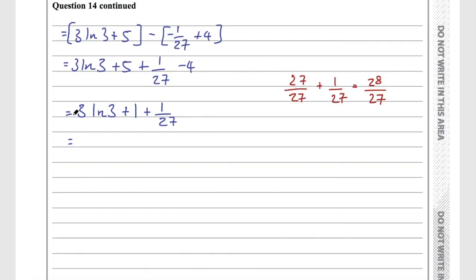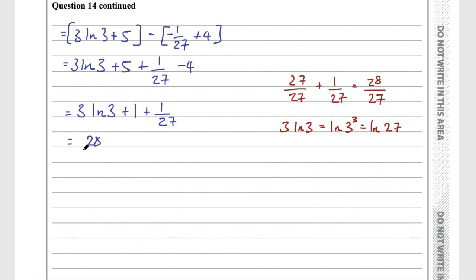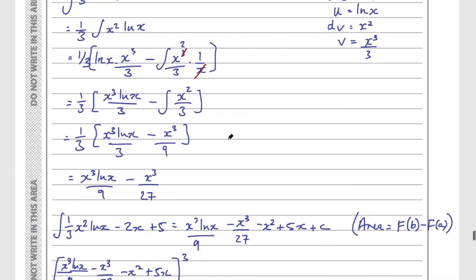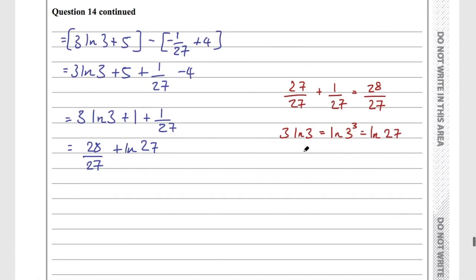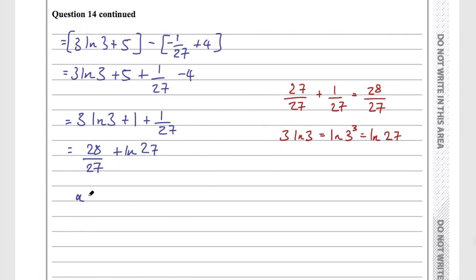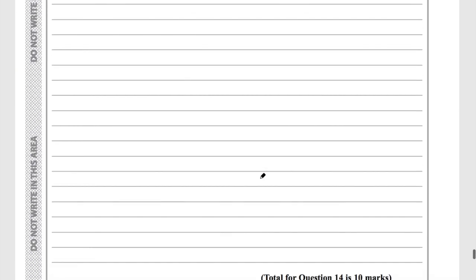And also we know that when we have a coefficient of a log, that can be raised to the power of the number inside the log. So we know that 3 log of 3 also equals log of 3 cubed, and 3 cubed is 27, so this can be written as the log of 27. So this expression can be rewritten as 28 on 27 plus the log of 27. And remember, we needed it in the form a over b plus ln c, and we need to find the values of a, b, and c. So let's go back to our final expression here, and we can say that a equals 28, b equals 27, and c equals 27. Okay, so that whole question was for 10 marks.